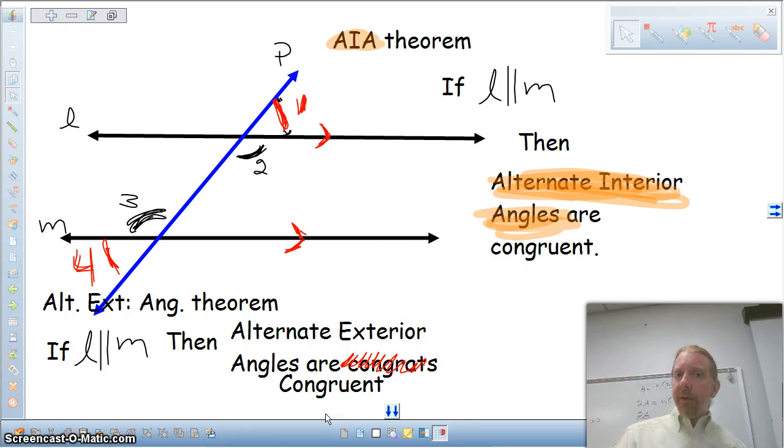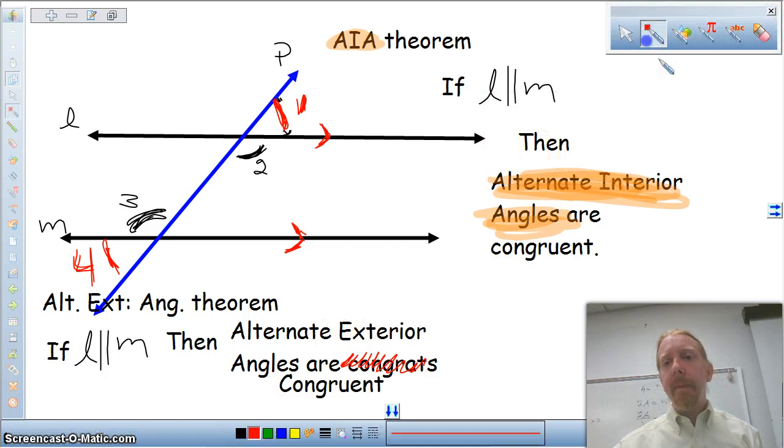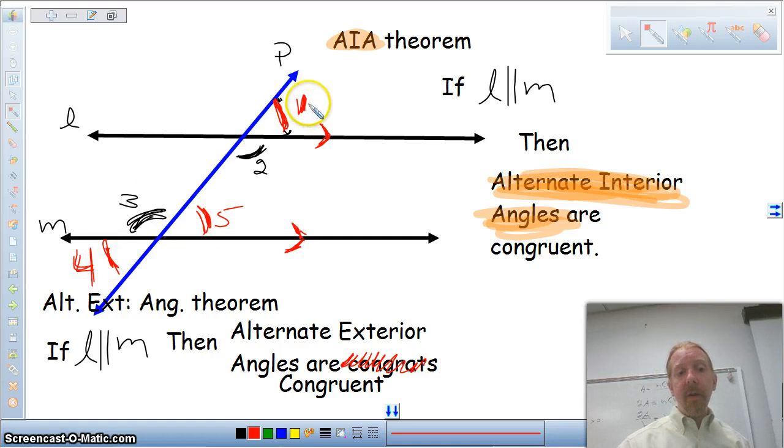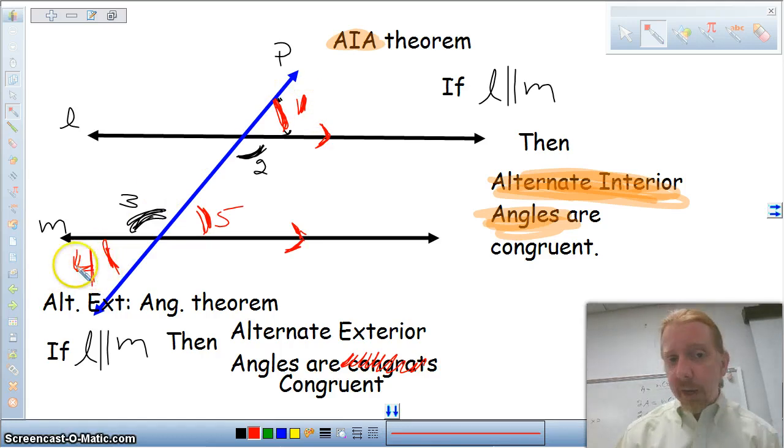So what I want you to start doing is thinking about how you might use the corresponding angles postulate to prove this one. Something else to think about. 1 and 5 are corresponding. Is there any rule that would map 5 and 4 as congruent, which would then let us say that 1 is congruent to 4? So start to think about those kinds of things.